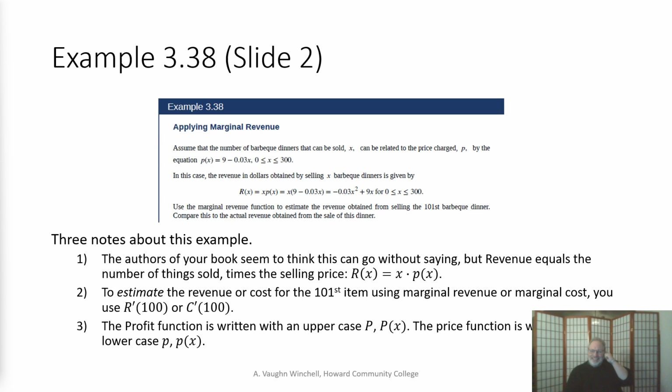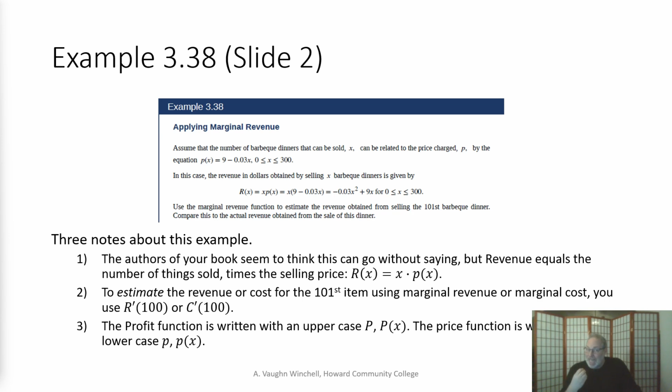Here's the second thing they didn't do a good job of telling you. To estimate the revenue or the cost for the 101st item using marginal revenue, marginal cost, I'm not going to use 101. I'm going to use the 100th item. So if I want to predict the 101st one, I use the revenue R prime for 100.